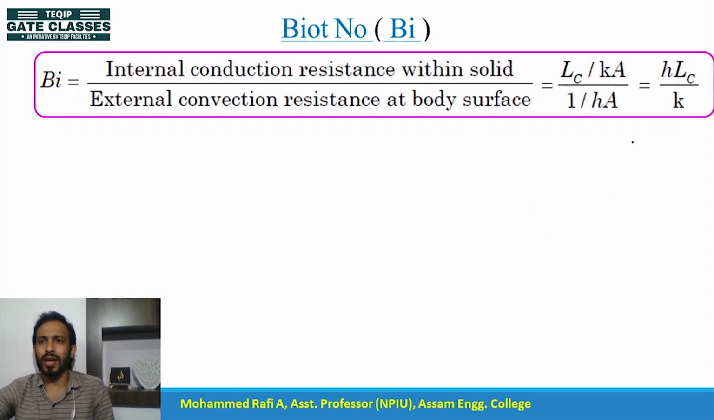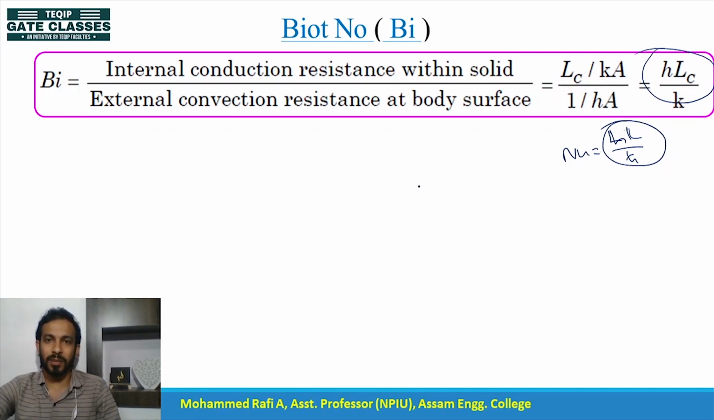If you are talking about another dimensionless number, the Nusselt number in free convection, which we are going to study in the upcoming lectures, the Nusselt number also has a definition, HD by K or HL by K. Both look similar, but they have different meanings, because in the Biot number we are talking about the thermal conductivity of the solid, but in the Nusselt number we are talking about the thermal conductivity of the medium. That is the main difference. You will learn more while we are discussing free convection.